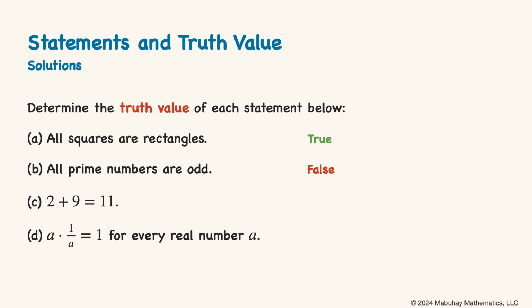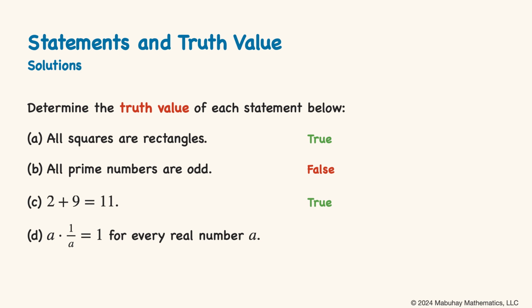All right. 2 plus 9 equals 11. This is a complete sentence. The verb in this sentence would be equals. The subject would be 2 plus 9. Okay. So 2 plus 9 equals 11. Is that true or false? That one happens to be true.